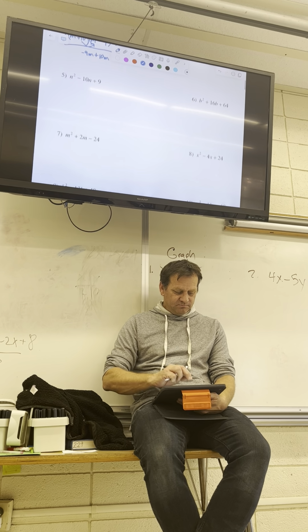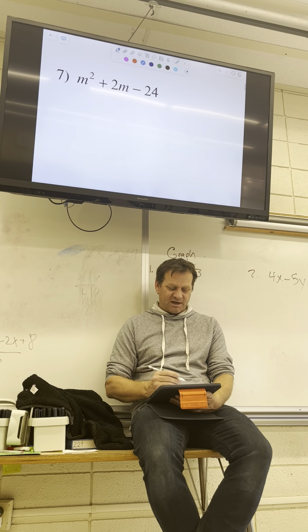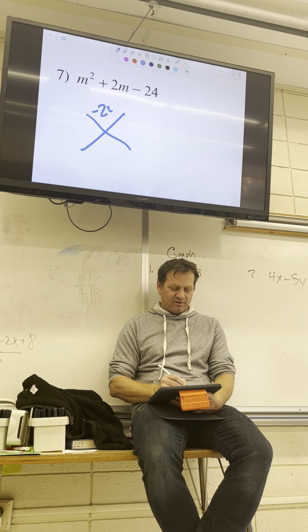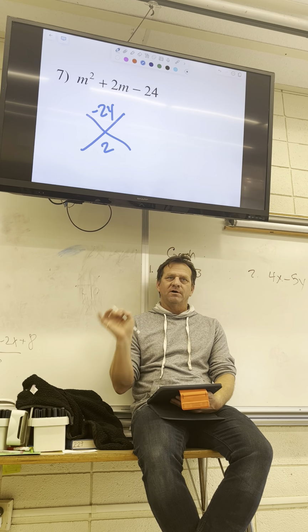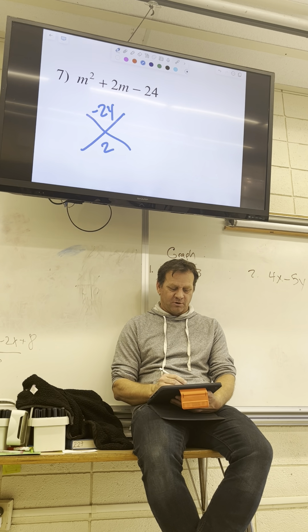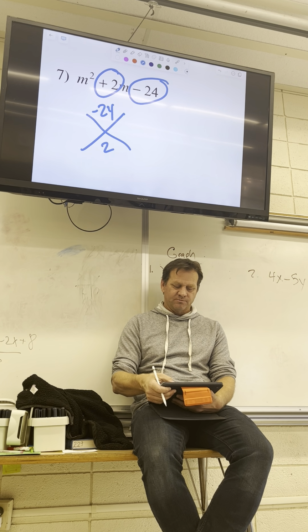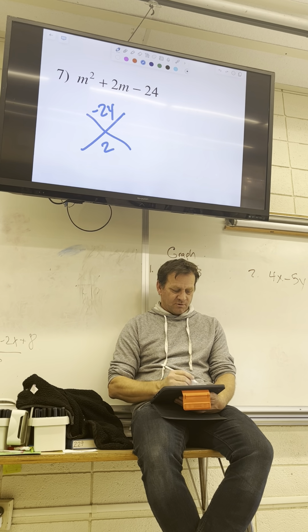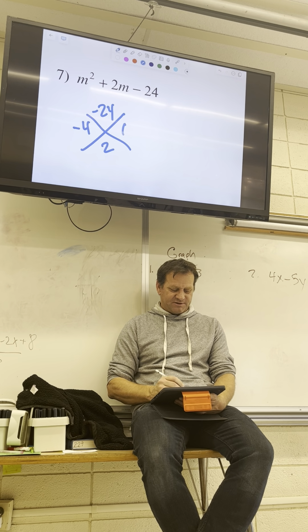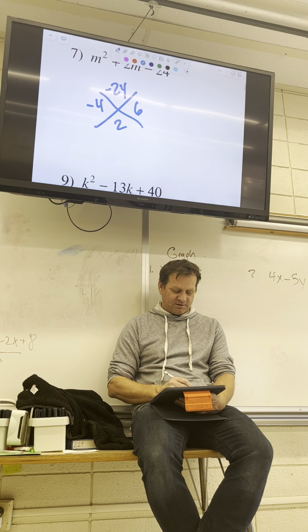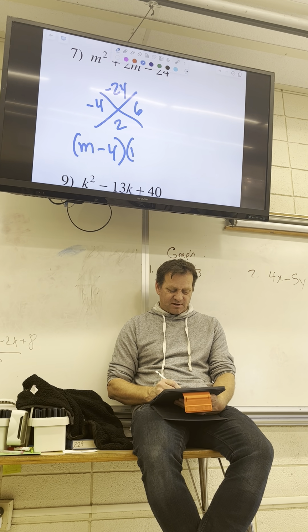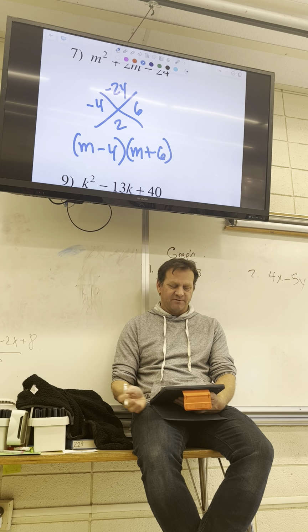All right, I'm going to work on number 7 with you here. If you like the diamond, let's do the diamond. You don't have to if you can just start to think what multiplies to negative 24 and adds to 2. What did you come up with? Negative 4, positive 6, that's correct. So that means our factors are m minus 4 times m plus 6. Those are our factors.